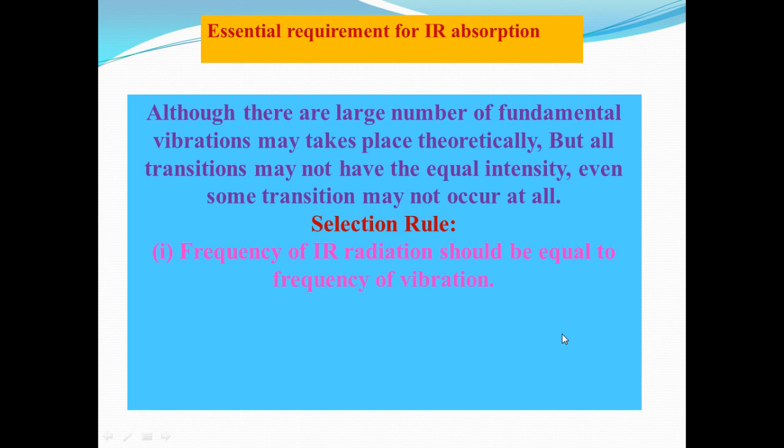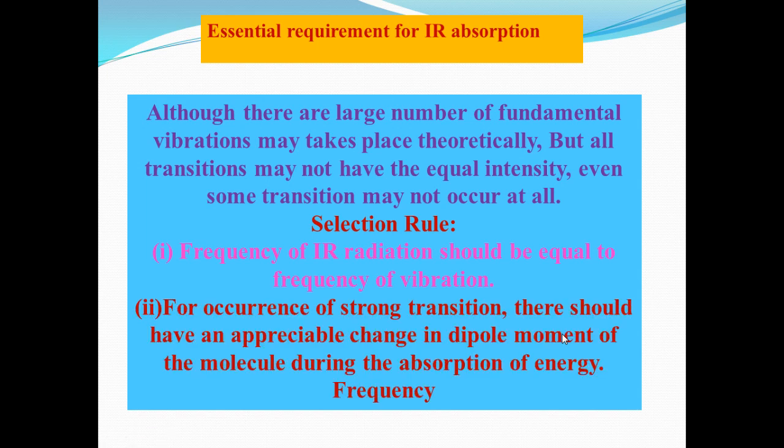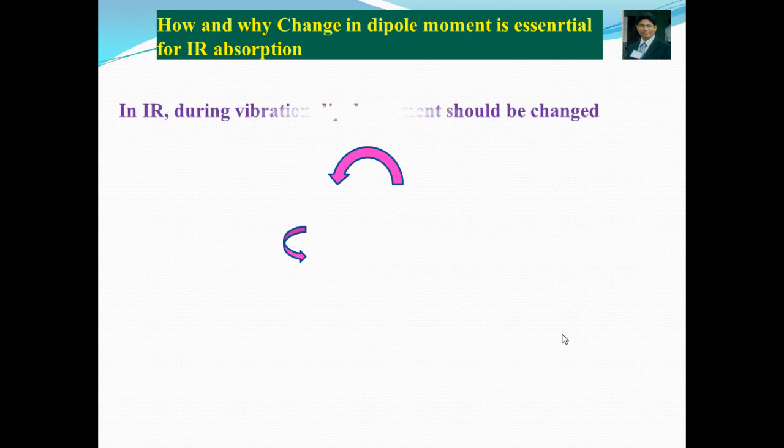Number 1, the frequency of IR radiation should be equal to the frequency of vibrations. And number 2, for the occurrence of strong transitions, there should be an appreciable change in the dipole moment of the molecule during the absorption of energy. So, how and why is a change in dipole moment essential for IR absorption? In IR, during vibration, the dipole moment should change.